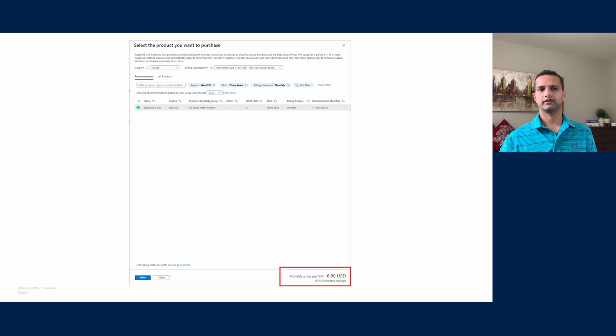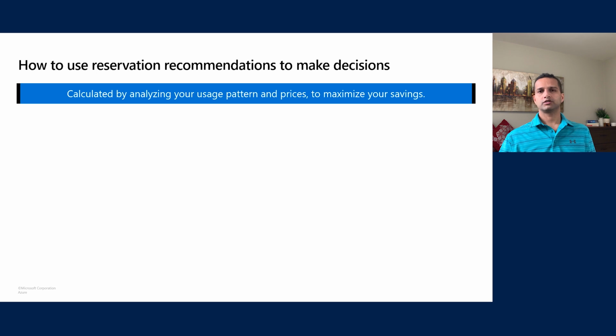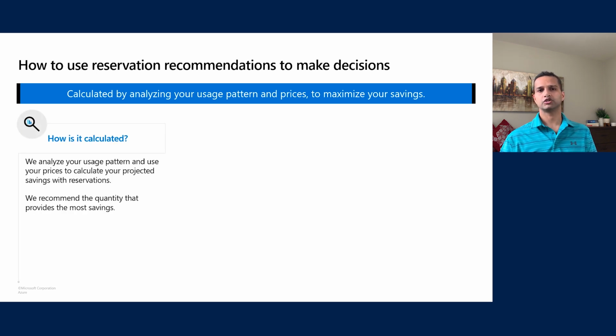The next topic is reservation recommendations. How to use reservation recommendations to make decisions. First of all, we calculate the recommendations based on your usage pattern and based on your prices, and we recommend the quantity that maximizes your savings. And I'll show that in a demo a little bit later. But to calculate a recommendation, we look at your usage pattern over the last 7, 30, and 60 days. We use your usage pattern and your prices to figure out the sweet spot that saves you the most money.